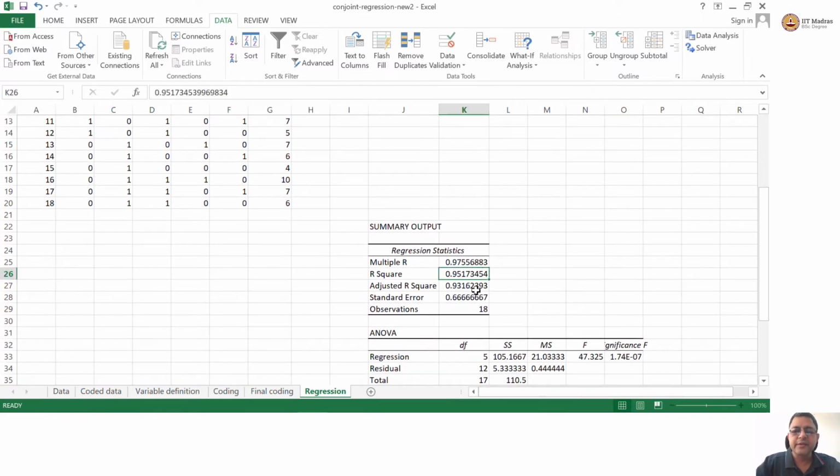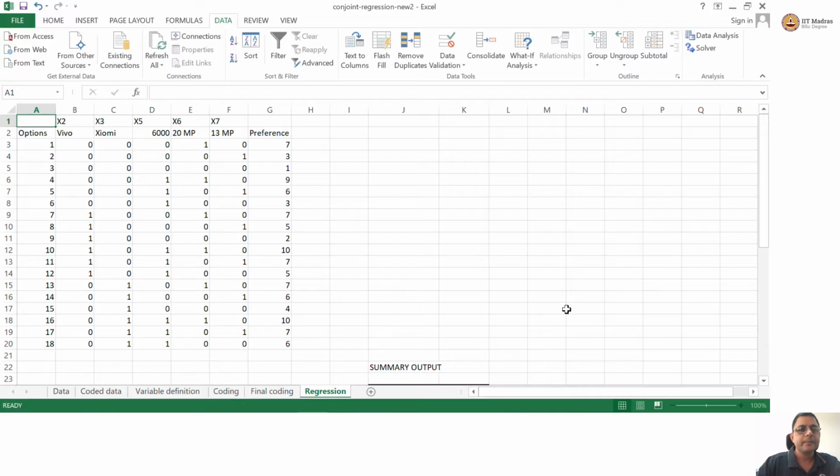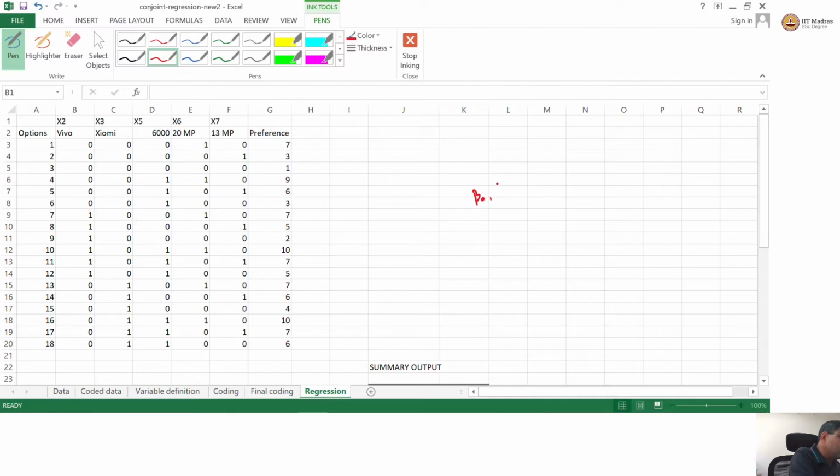R squared of 95, good. Adjusted R squared of 93%, very good. There are 18 observations, right? So degrees of freedom n-1, 17. Why the regression degrees of freedom 5? Regression degrees of freedom 5 because there are 5 variables, x2, x3, x5, x6, x7. Therefore, how many betas will you have? Beta 0, beta 1, beta 2, beta 3, beta 4, beta 5. So you are essentially estimating 6 parameters, and therefore 6 minus 1, 5, right? That's what that is.